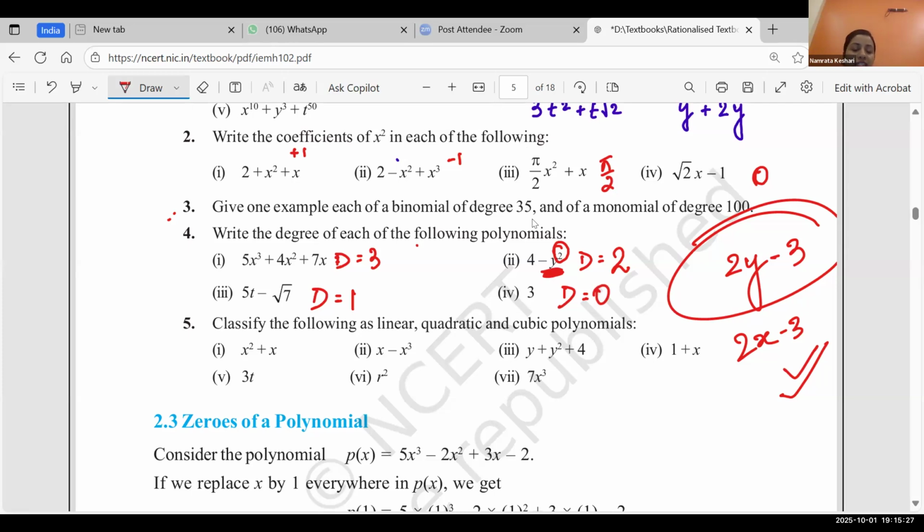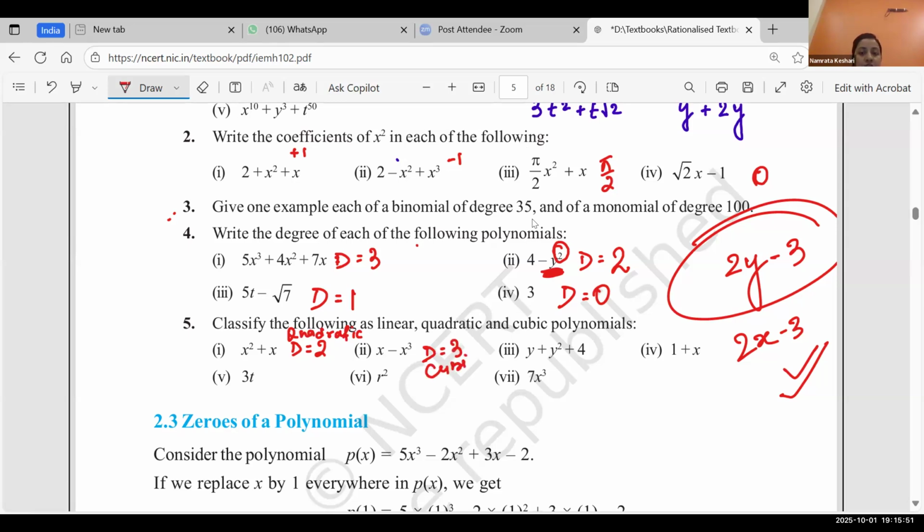Next, number 5. Classify the following as a linear, quadratic, and cubic polynomial. First, you will decide the degree and then you will name it. What is the degree? 2. The degree is 2 and the name will be quadratic. Next one, the degree is 3, and the name is cubic.